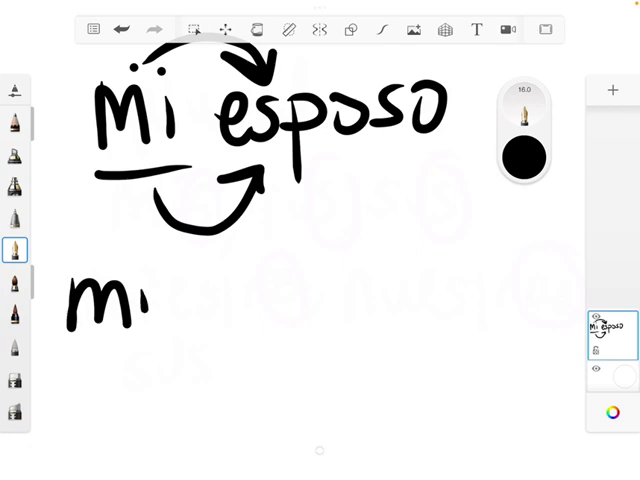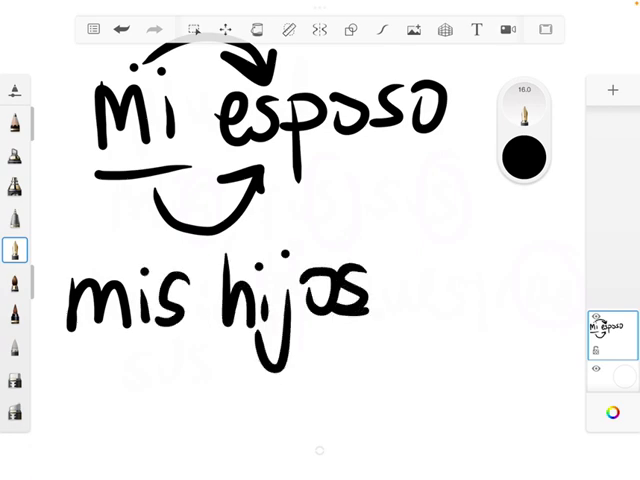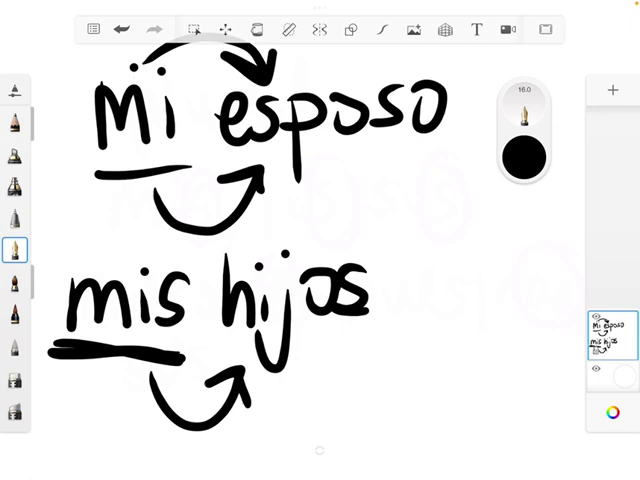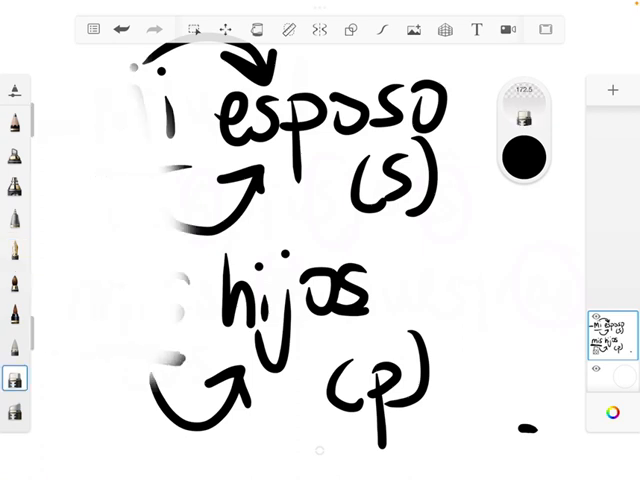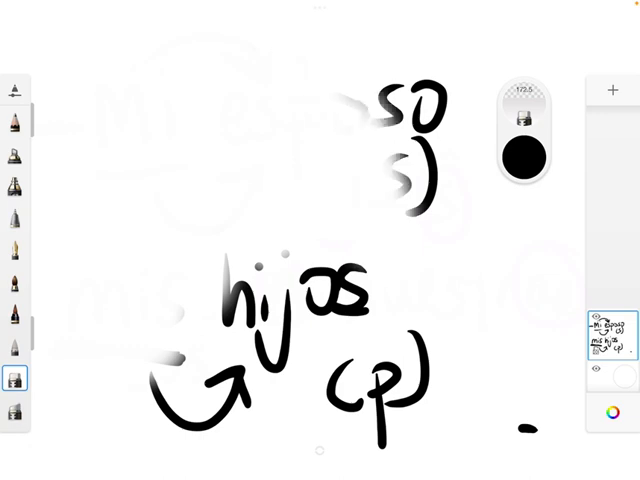Versus mis hijos, my children. Here, this is the plural form because it's modifying a noun that is plural. Okay? So that's the difference there. Here, it's a singular form because it's modifying a singular noun, versus here, we have the plural form because it's modifying a plural noun. That's going to be the same for other examples. So let me write another one out so that you can see that too.